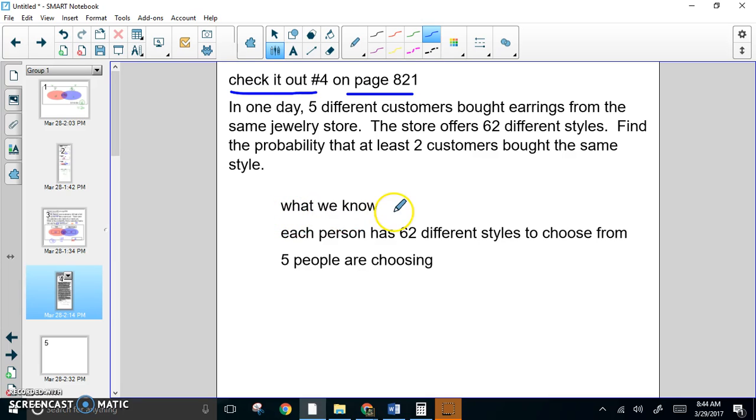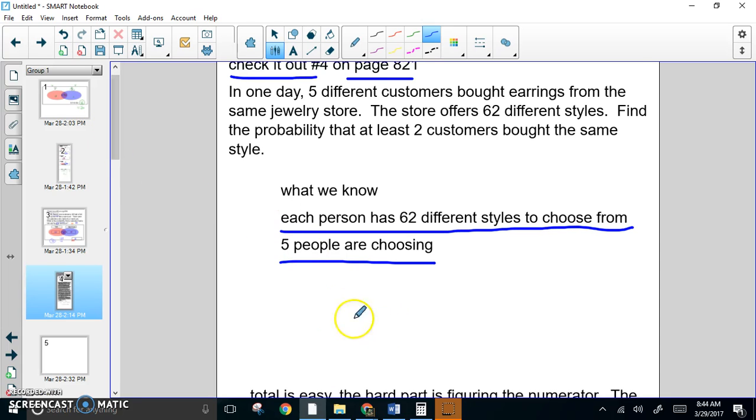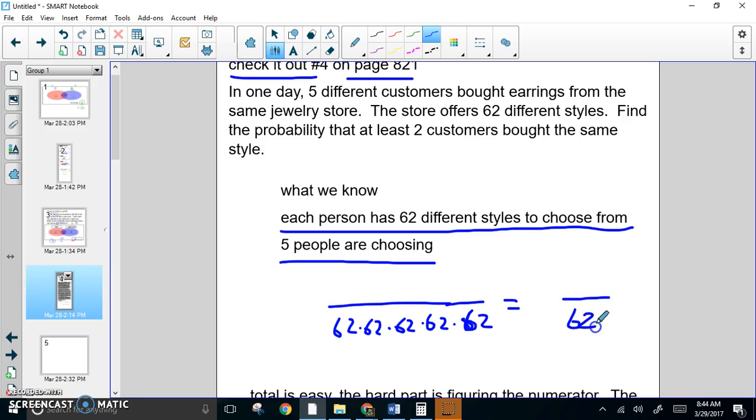So what do we know? We know each person has 62 different styles to choose from, and we know that 5 people are choosing. The denominator would be easy in this case. The total is going to be 62 choices times 62 times 62 times 62 times 62 choices for 5 people. 1, 2, 3, 4, 5. So the bottom is just something over 62 to the 5th power.